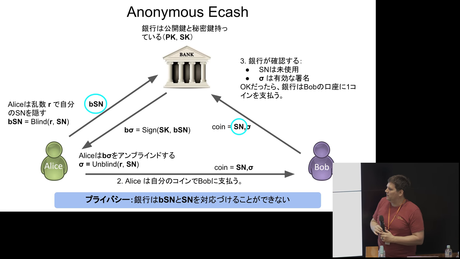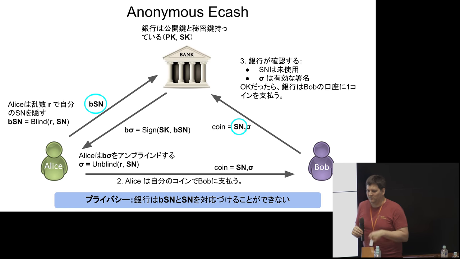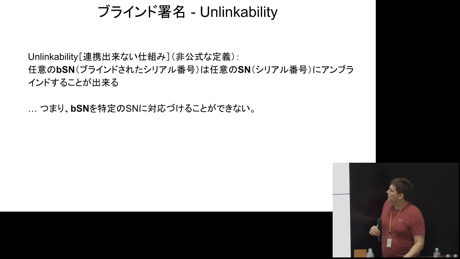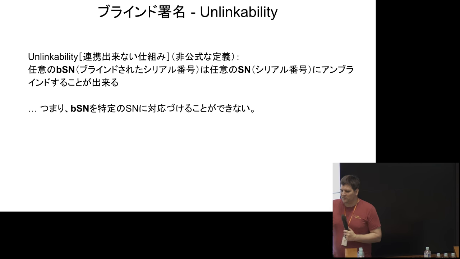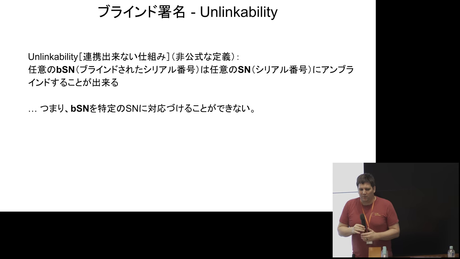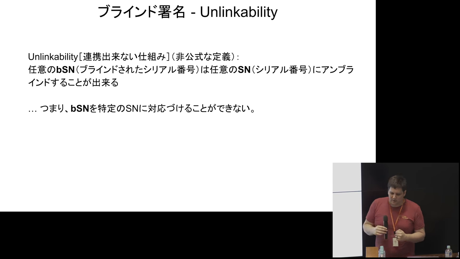And this is an important construction to use in privacy protocols because it enables a third party to issue coins without being able to link those coins when they are redeemed. All right, so when we say that this is private, what do we actually mean? Well, the privacy definition, I'm going to give you a very informal definition here. The privacy definition is unlinkability.